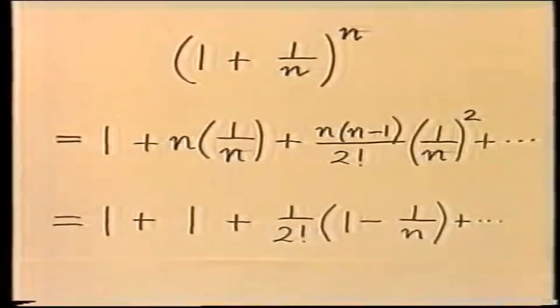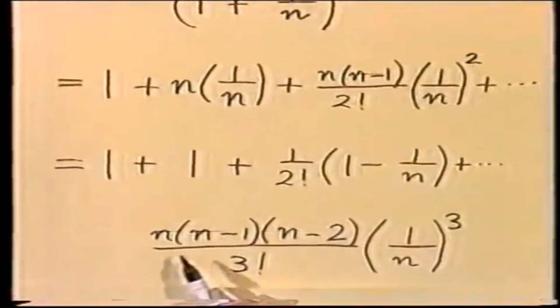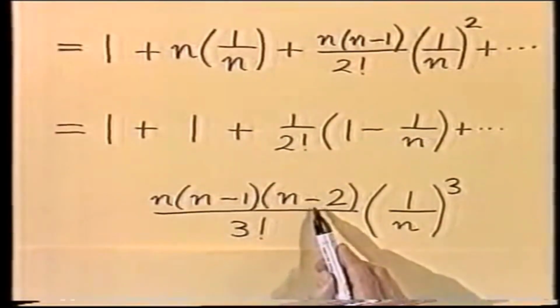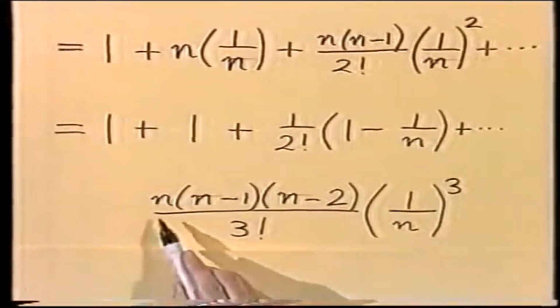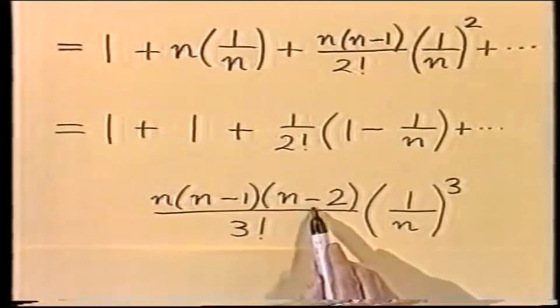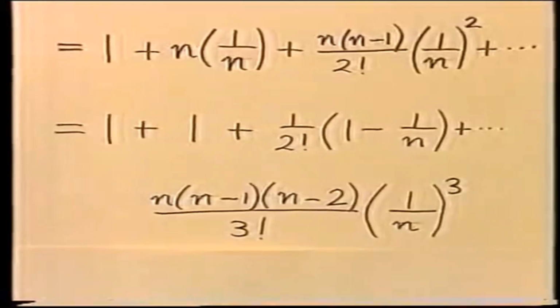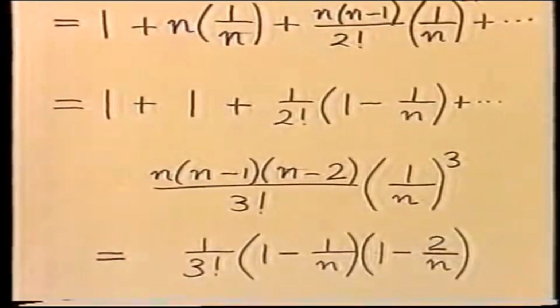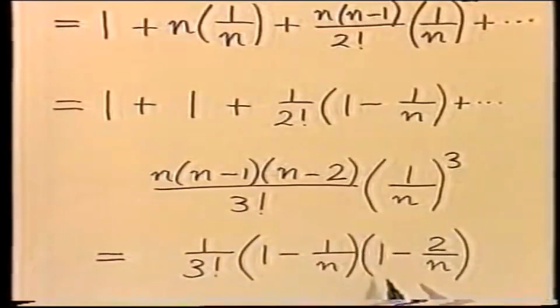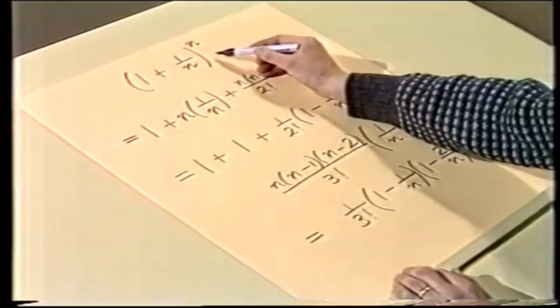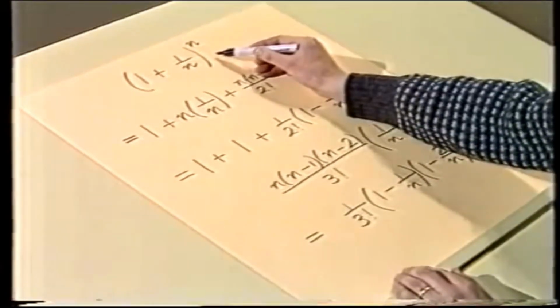What's the next term? Well, it's n times n minus 1 times n minus 2 over 3 factorial times 1 over n cubed. And once again, we can divide an n into this term and this term and this term from the n cubed, and that gives this. Well, this is increasing, and this is increasing, and so their product is increasing, and that shows that this term is increasing. And in the same way, we can show that the next term is increasing, and so on. And putting all that together, we find that our sequence, 1 plus 1 over n to the n, is increasing.